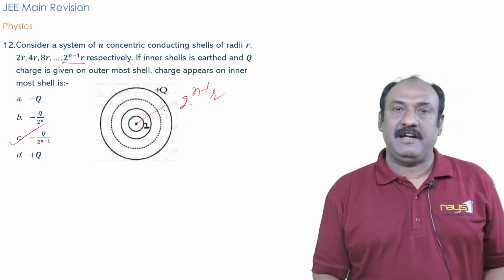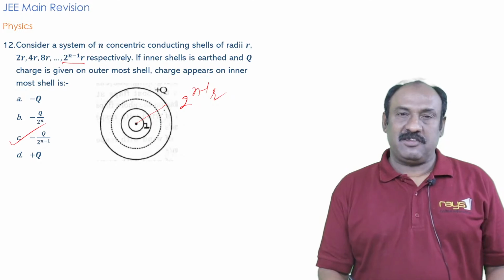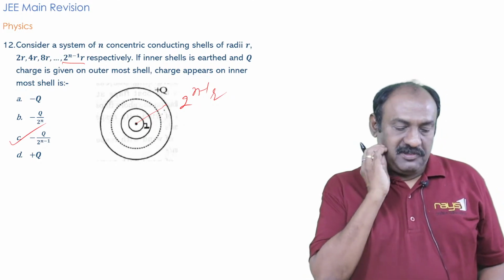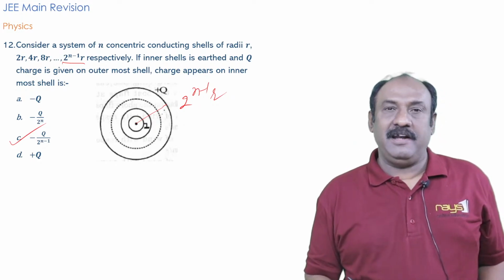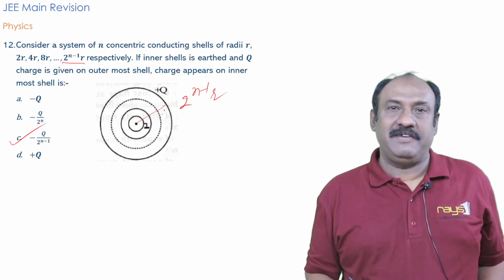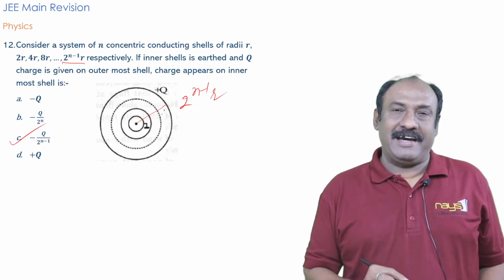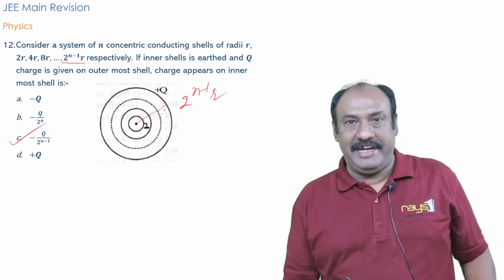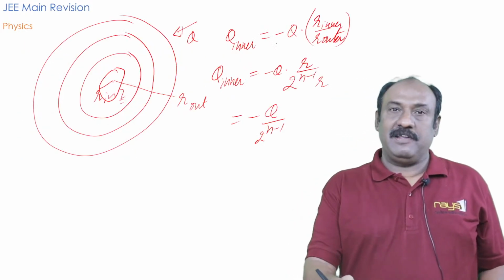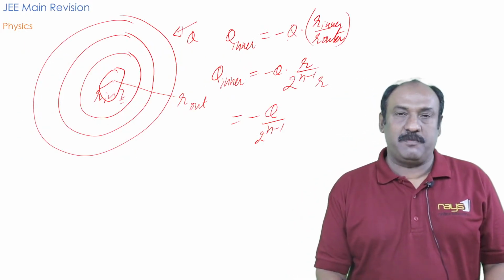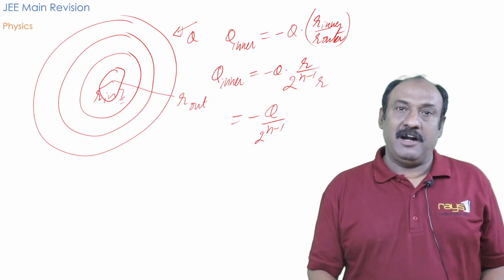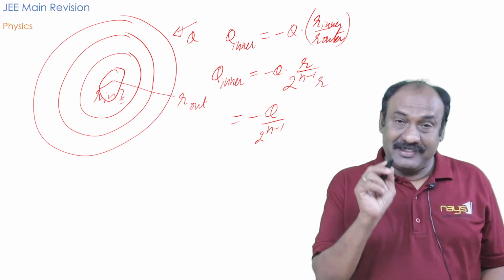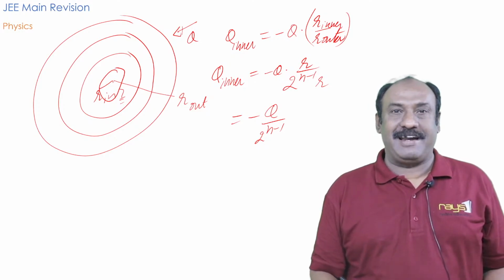It is also another shortcut formula for calculation of charge present on the inner shell when charge is given on the outer shell and the corresponding radii are given in the data. So this is the equation for finding the charge present on the innermost shell, and that innermost shell has to be earthened. Then only all these equations are applicable.